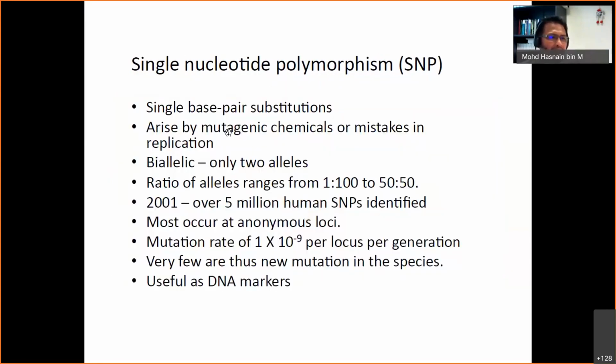SNP is a single base pair substitution arising from mutagenic chemicals or a mistake in replication. Only two alleles. Whether it is A-T, the other one is G-C. Okay, the ratio of alleles ranges from 1 in 100 to 50-50. Sometimes these are the ratios.